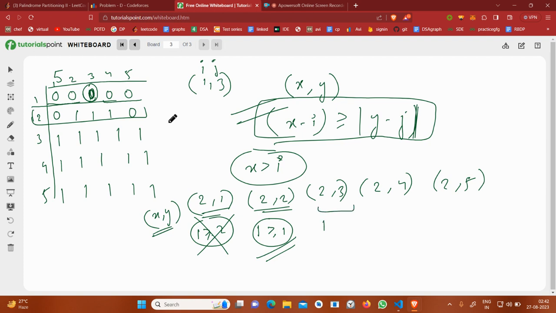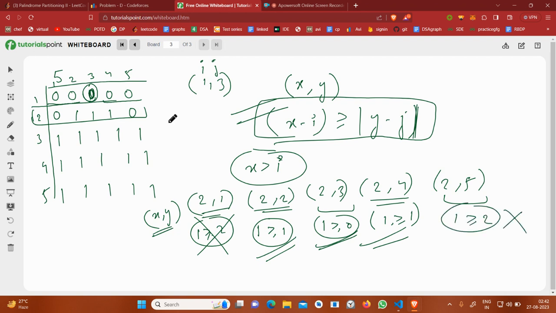Similarly for this also, 1 is greater than or equal to 0. Yeah, this is also satisfying. And now 2 comma 4, you can see 1 is greater than or equal to 4 minus 3, 1. Yeah, obviously it is also satisfying. But now you can see here 1 is greater than or equal to 2, it would not satisfy. So you can see that only these three cells would satisfy this condition.